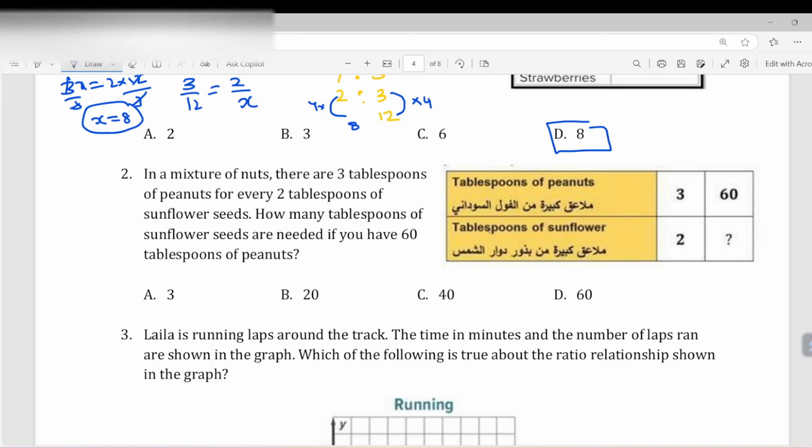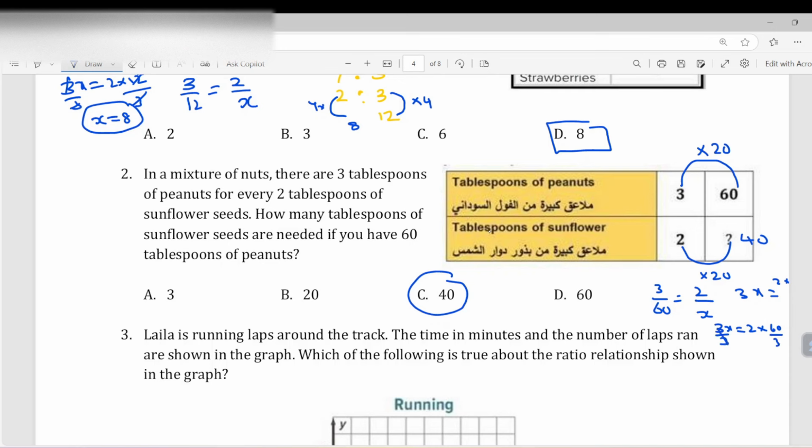This is a multiple choice question. Here also, 3 is becoming 60. What number? If you multiply by 20, 3 times 20 is 60. The same thing, 2 times 20 is 40. So the answer is 40. Now, if you don't want to go that way, again the same, 3 by 60, part by whole equal to part by whole. Cross multiply, 3x equal to 2 into 60, dividing by 3 both sides, x equal to 20 times 2 is 40. Same.